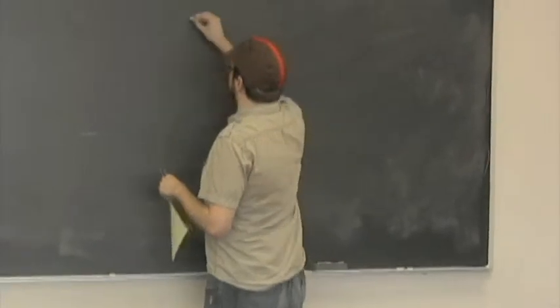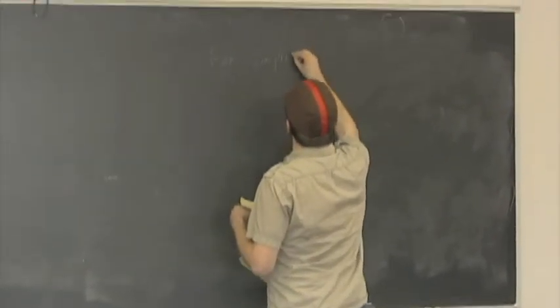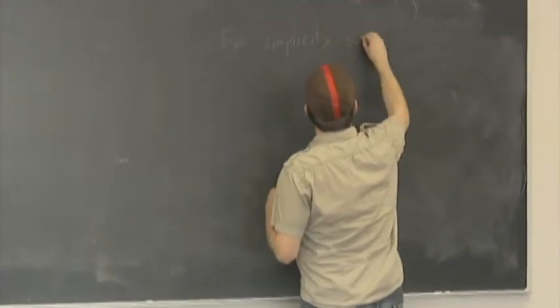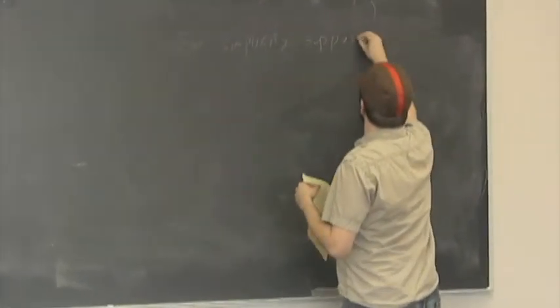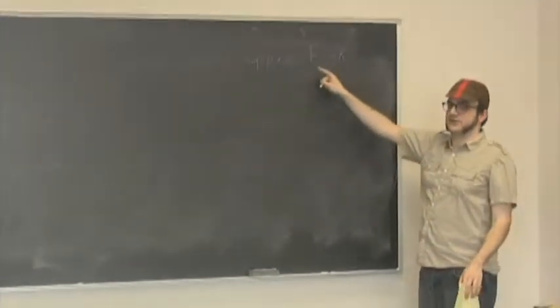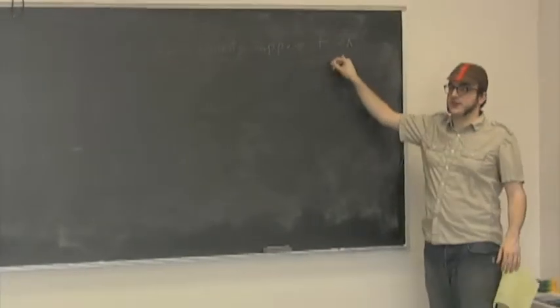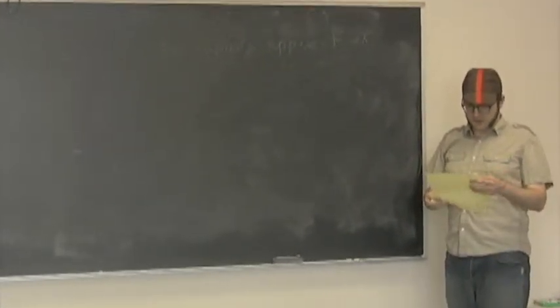So for simplicity, let's assume that F contains K. I can always achieve this just by base changing my curve up to F, or up to the composite of F and K, which contains K. Okay?